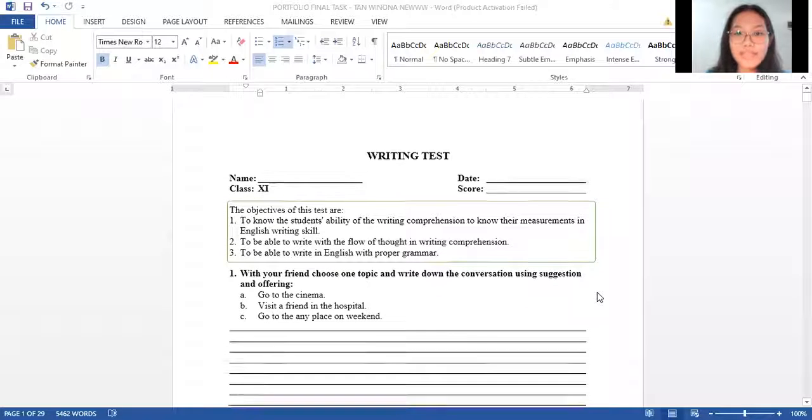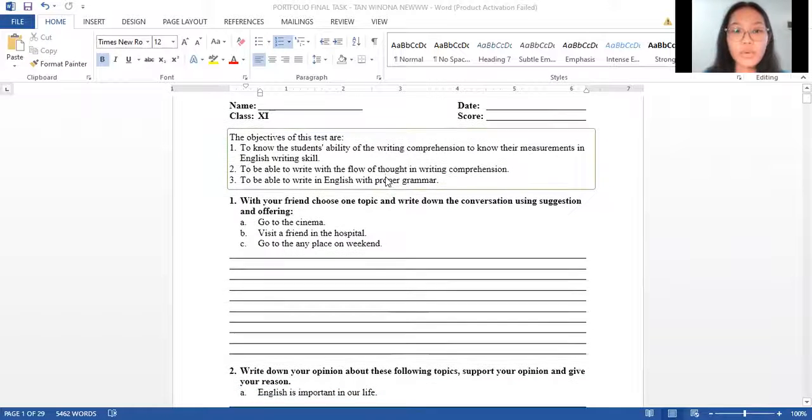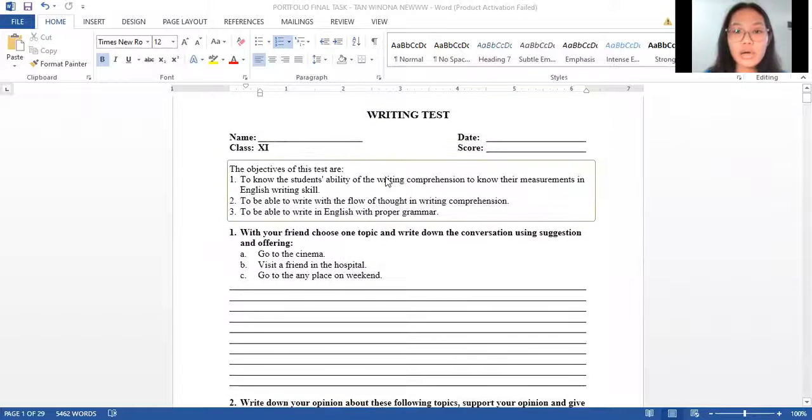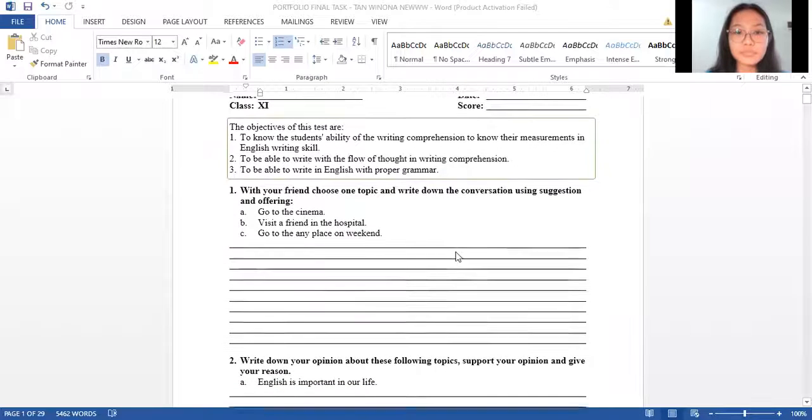Okay, the first test is the writing test. And there are the objectives of this test. And for each test, there are their own objectives. Okay, now we are going to see my writing test.